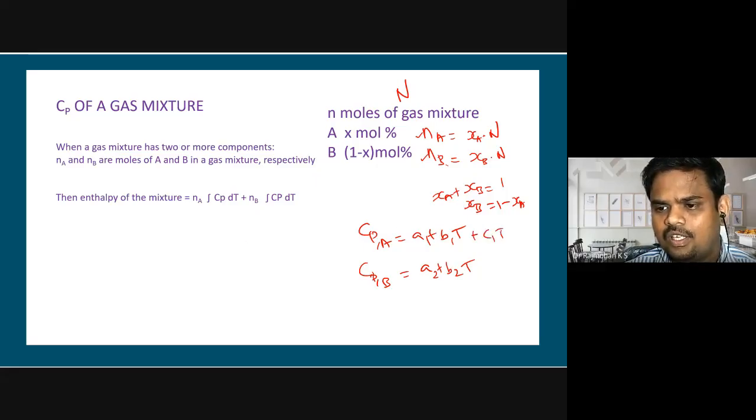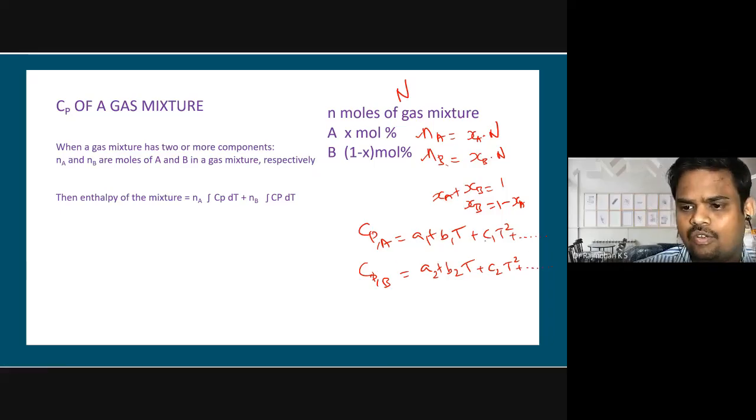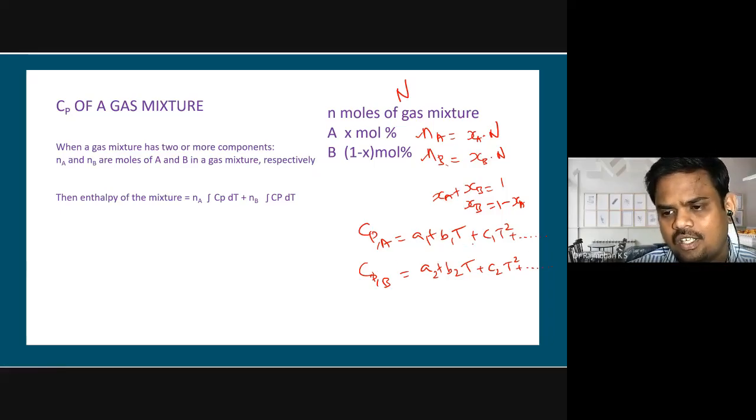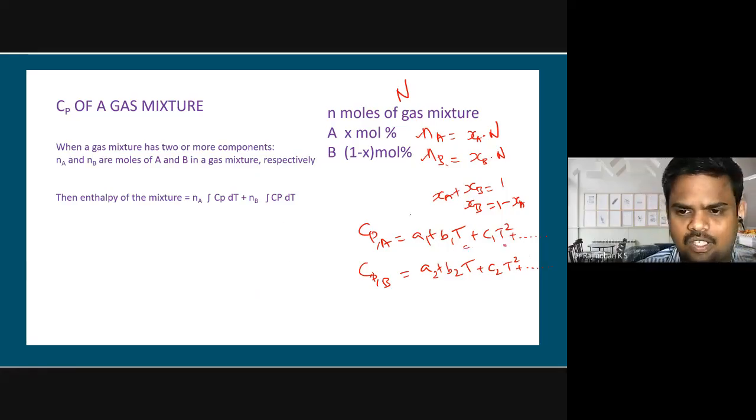It can go up to C1 T square and C2 T square. This expression is like a Taylor series expansion; it can go further, but it is up to our convenience. We can stop at T square or at T, depending upon the requirement, whether we are doing an exact analysis or an approximate analysis.